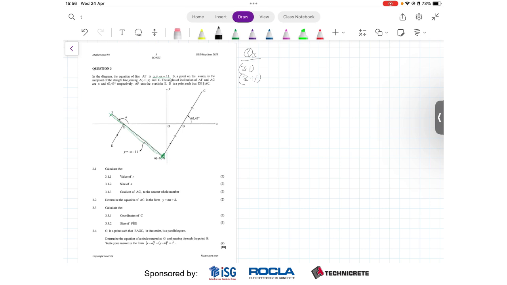3.1.1. Substituting that, we may first write y equals minus x minus 11, and since T is the y coordinate, and minus 1 is the x coordinate, we get minus 1 minus 11. This gives us that T is equal to minus 10.